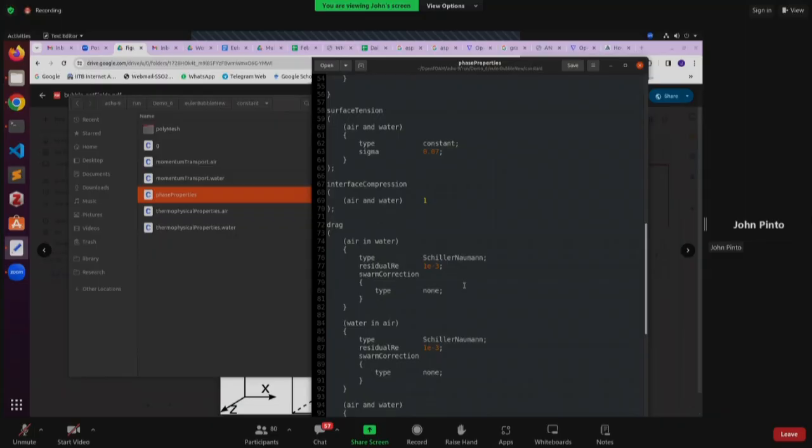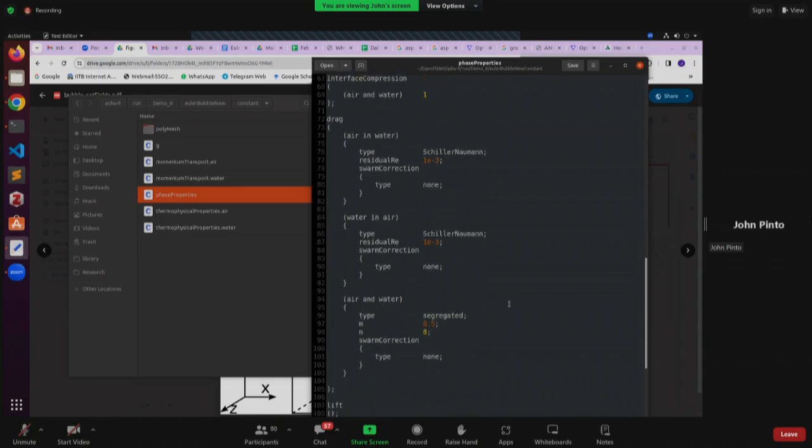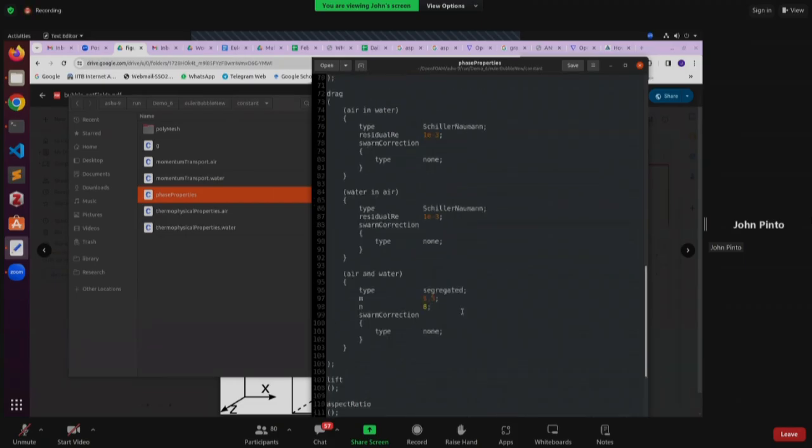Now, as Sir was saying, there are many drag models. Over here, we are using the Schiller-Naumann drag model for air in water and water in air. And for air and water, we are using the segregated model. Now, you can go ahead and look at what these models are in detail. I will quickly show you what the Schiller-Naumann model is.